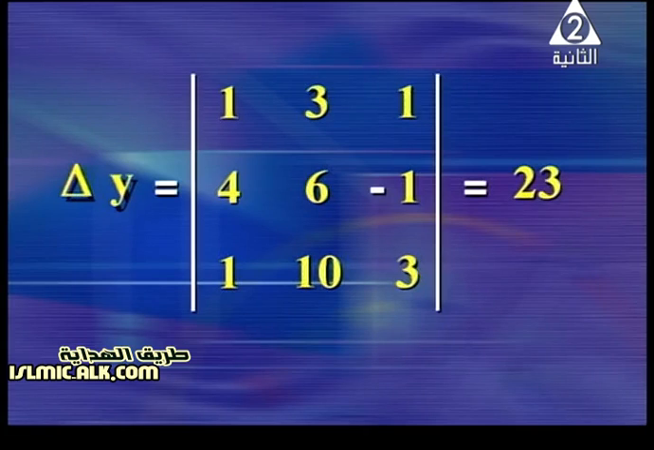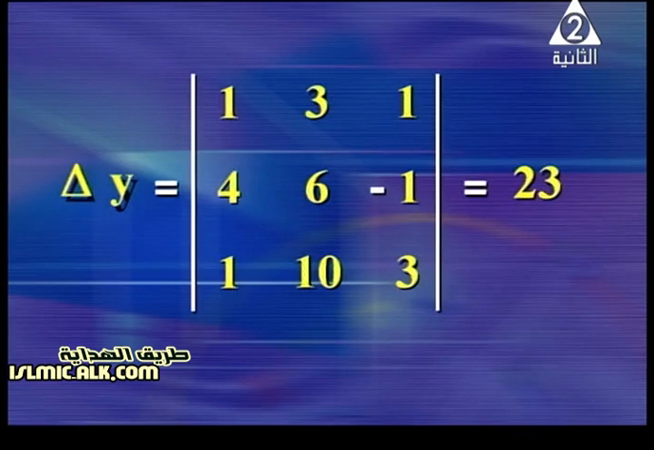You can use any method to find the value of delta y. Remember the value of a determinant can be found by using a row, a column, or diagonals. We also have many properties of determinants to expand or find the determinant value by other methods. After that, delta y equals 23, then find the value of delta z.